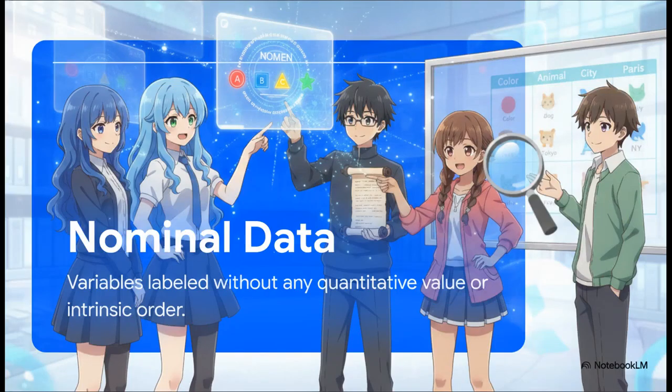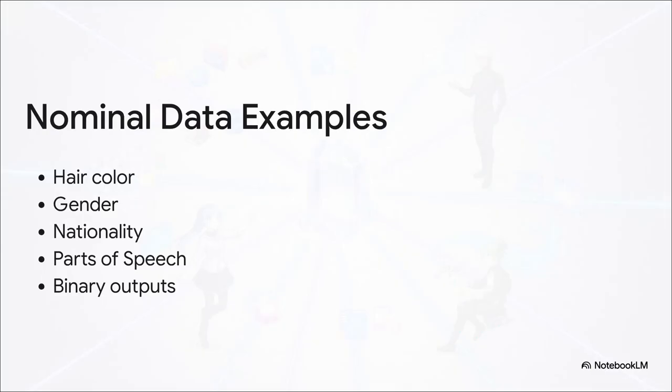Drilling down into qualitative data, we first find nominal data. Derived from the Latin word for name, this relies on pure classification. It allows us to differentiate between subjects based solely on their category, with absolutely no mathematical weight attached to the label. Think of blood types like A, B, and O, or different chemical functional groups. You can't perform math on these categories, and there's no natural rank to them.